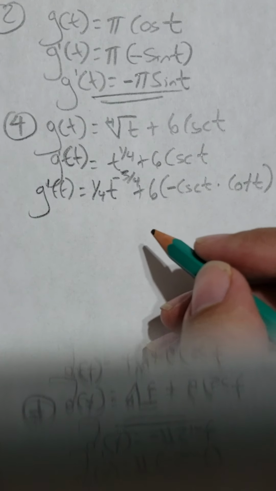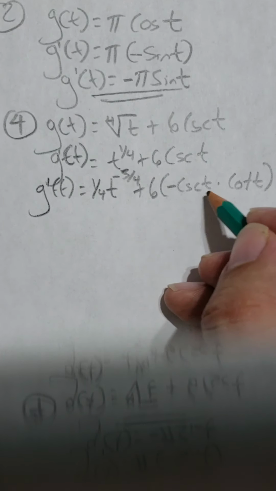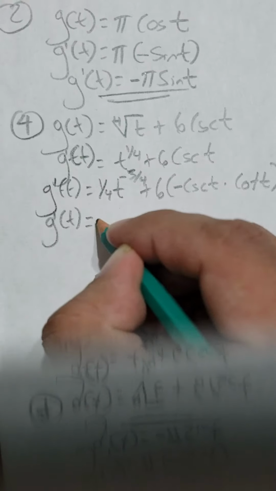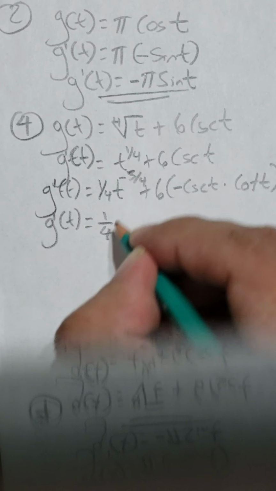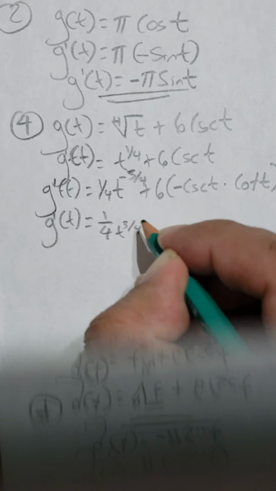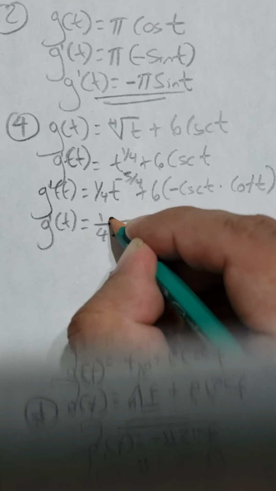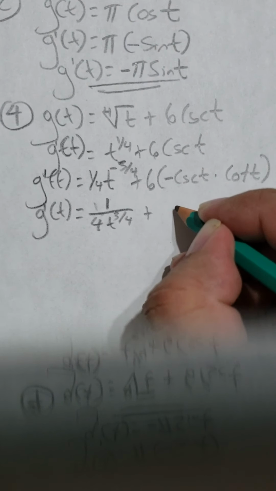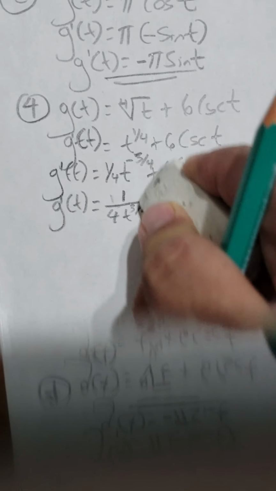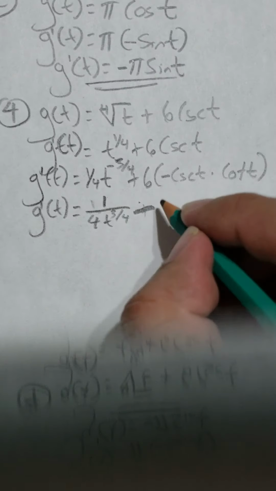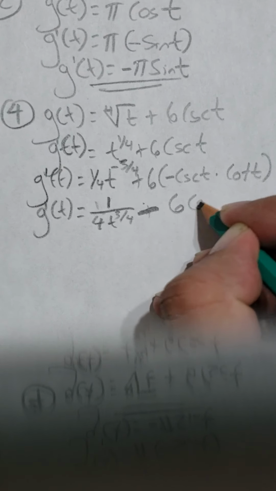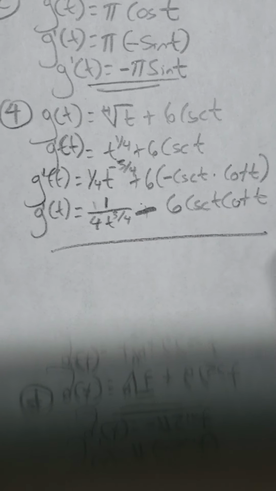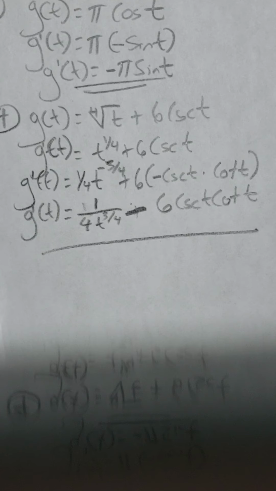That's it. Now, we have a negative number here. We may write this one. g prime of t is 1/4 times t to the negative 3/4. I will keep it like this in the denominator over 1, all the fraction, plus the negative. The idea is to move the negative sign. It will be minus 6 cosecant of t multiplied by cotangent of t. That is the derivative of number 4.